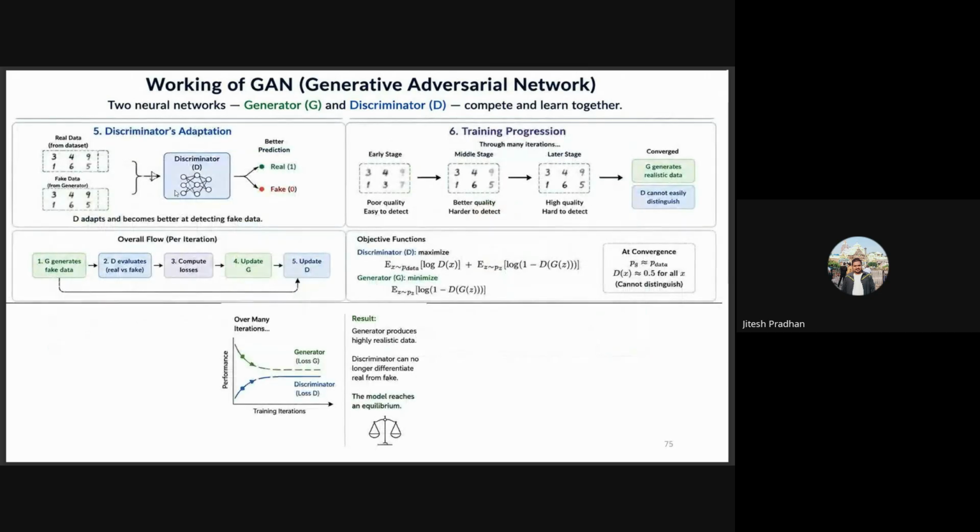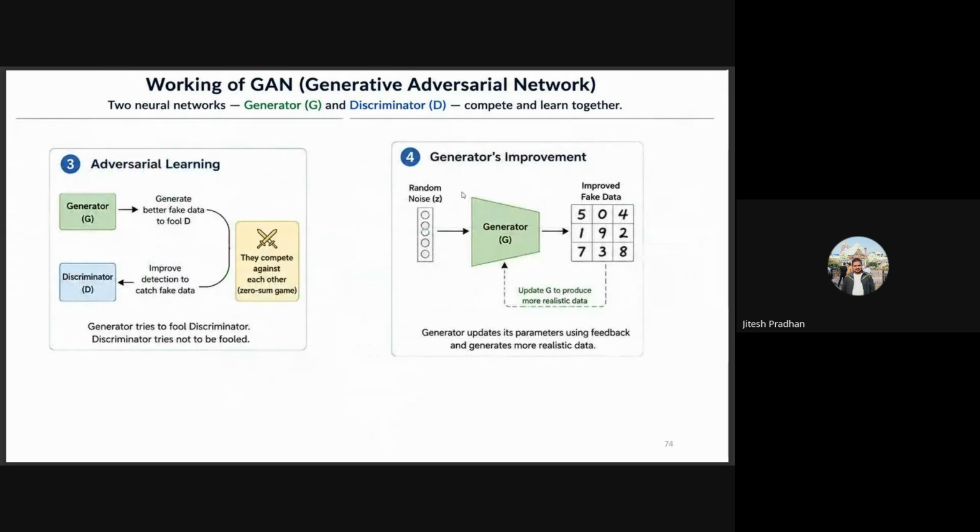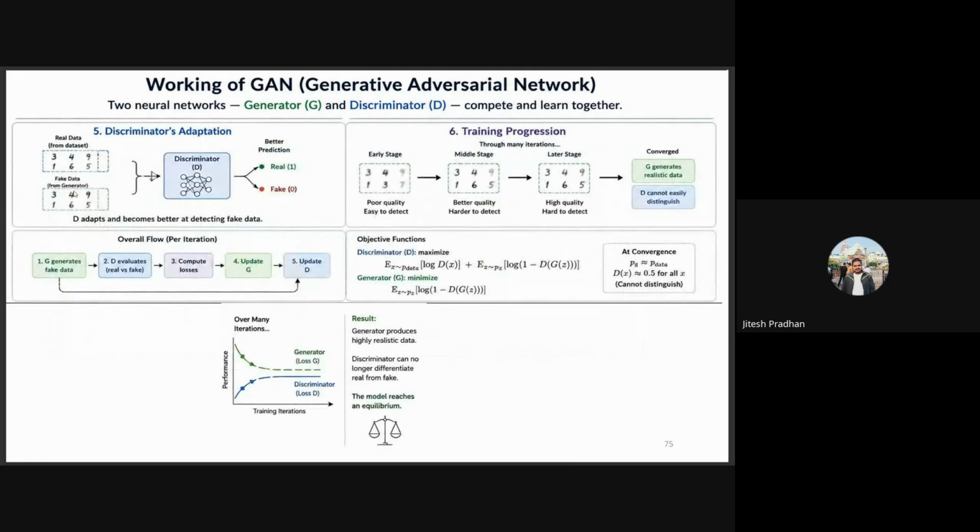Look at here, discriminator adaptation and training progression. Once the generator has improved, it has created another fake data. That fake data along with the real data will be given as input to the discriminator again. It will try to predict real and fake both. So this training process will go on. If it detects real and fake, then it gives feedback to the generator so that it can generate better fake data. So basically it's a looping process.